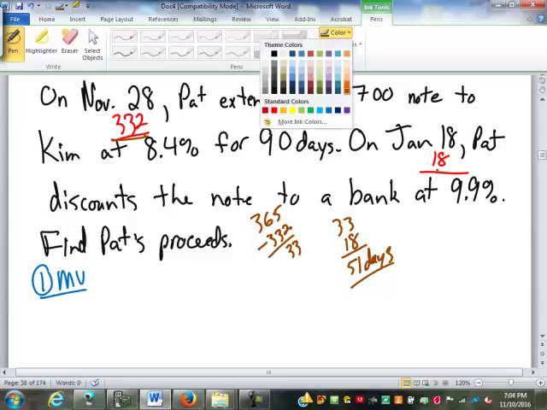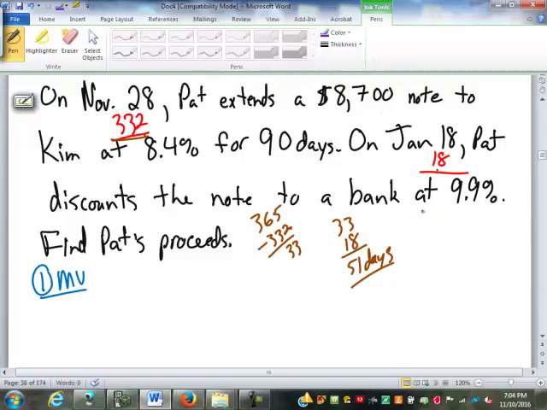The other way you could have done that, by the way, is 332 minus 18, which is 314. Take 365 minus 314. 51 days. That works as well. Do you want me to give you a second to write that down? Okay.